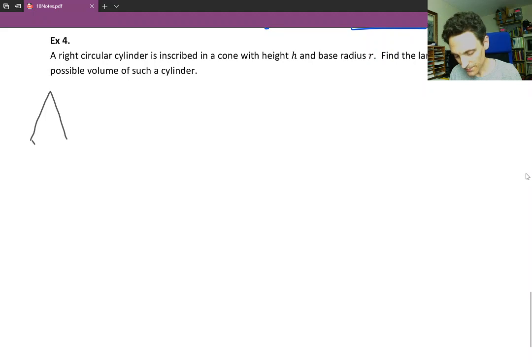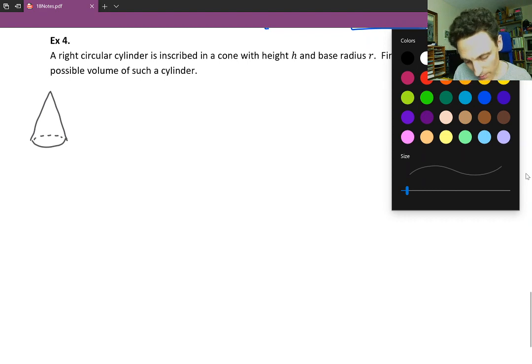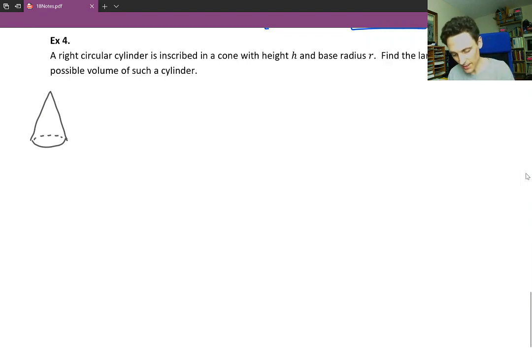Here's the cone, and if we draw a cylinder inside of that cone, if it's inscribed, it might look something like this. That would be a circular cylinder that's inscribed in the cone. Notice how the edges are right along the edge of the cone, or the sides of the cone, and down on the bottom here, it's flush up against the bottom of the cone. So here's a right circular cylinder that's inscribed in a cone with height h and base radius r.